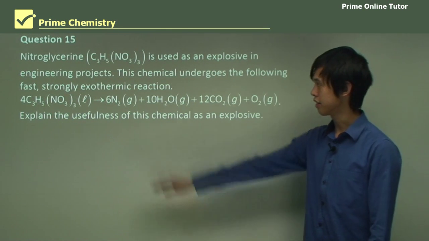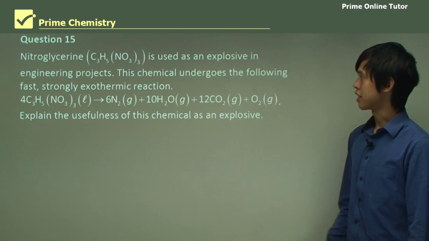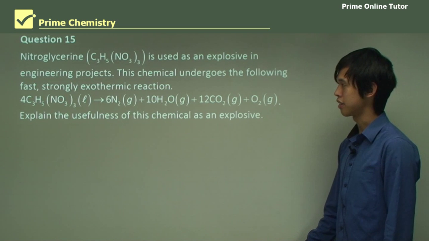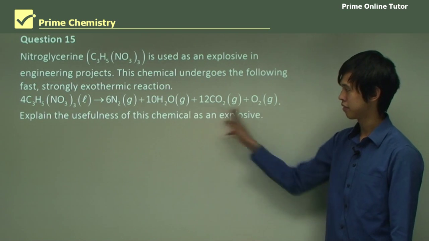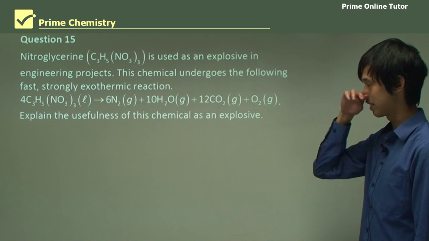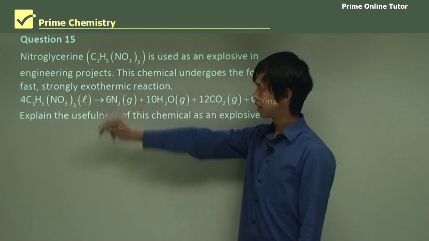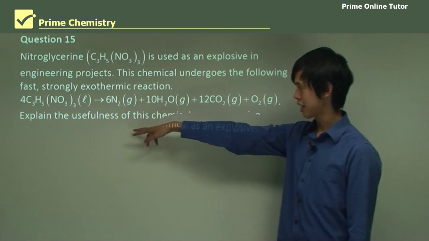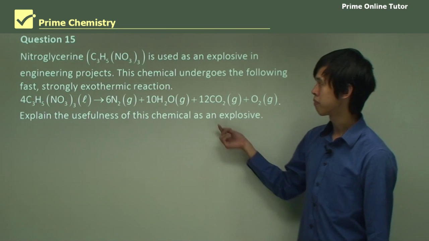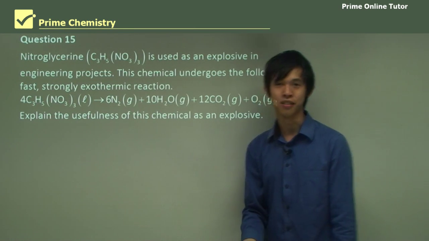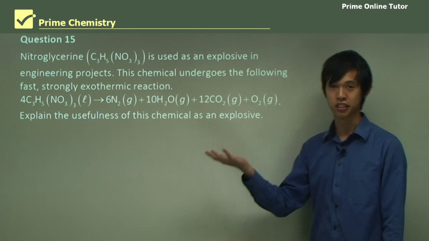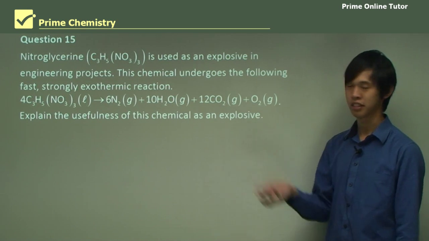Okay. Nitroglycerin, which is this, is used as an explosive in engineering projects. This chemical undergoes the following fast, strongly exothermic reaction. So, explain the usefulness of this chemical as an explosive. You can see here that nitroglycerin forms nitrogen gas, water, CO2 and oxygen. So it's quite an amazing little fuel. It even sort of oxidizes itself, which is kind of cool. You don't need any oxygen to make it explode.